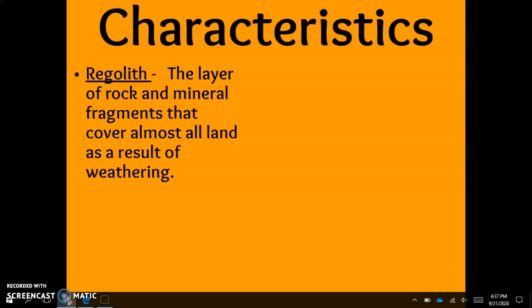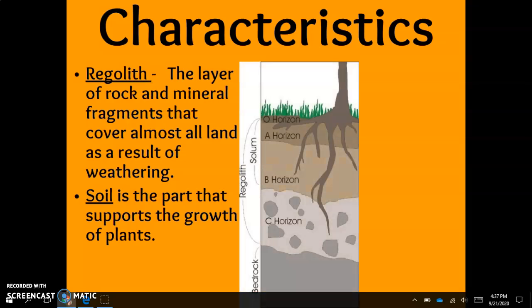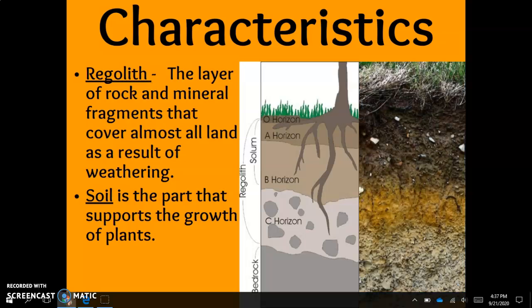So just some characteristics of soil. Something called a regolith is the layer of rock and mineral fragments that cover almost all land as a result of weathering. And remember, weathering is just the breakdown of rock. Soil is the part that supports the growth of plants. Okay, so when we talk about soil, we are talking about the portion that supports plants.